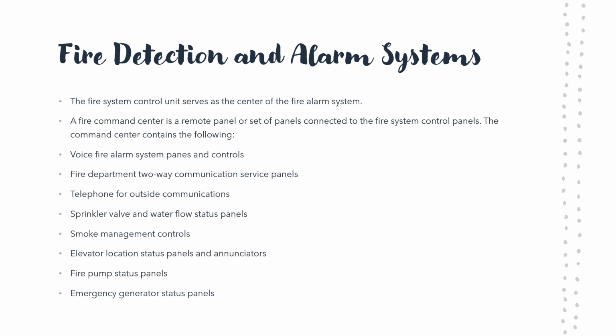The fire system control unit serves as the center of the fire alarm system. A fire command center is a remote panel or set of panels connected to the fire system control panels. The command center contains the following: the voice fire alarm system panels and controls, fire department two-way communication service panels, telephone for outside communications, and sprinkler valve and water flow status panels, smoke management controls, elevator location status panels and annunciators, fire pump status panels, and lastly, emergency generator status panels.